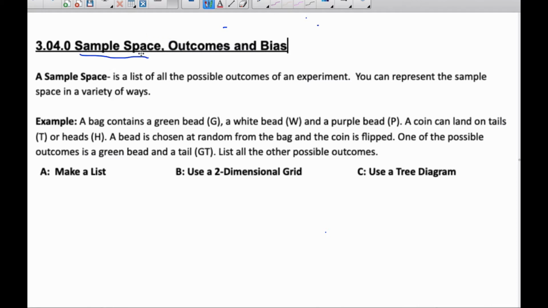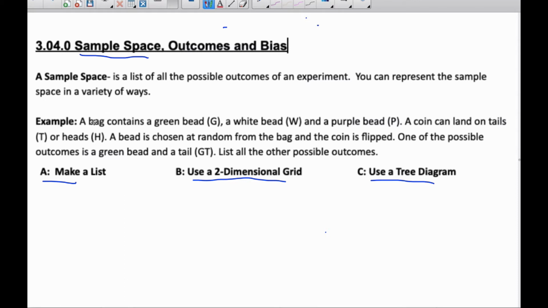And the definition of a sample space is all the possible outcomes of an experiment or a situation. You can represent the sample space in a variety of ways. We could make a list, we could use a two-dimensional grid, or we can make a tree diagram.